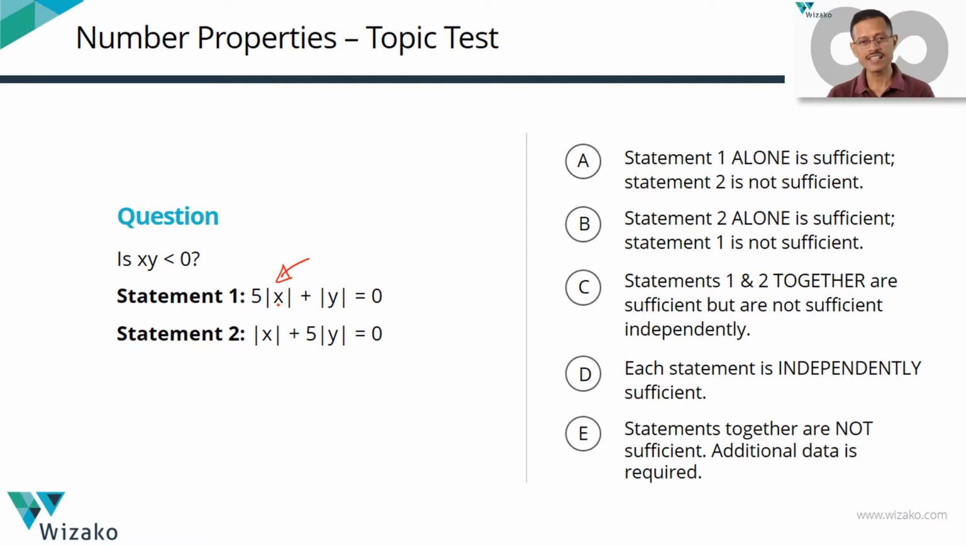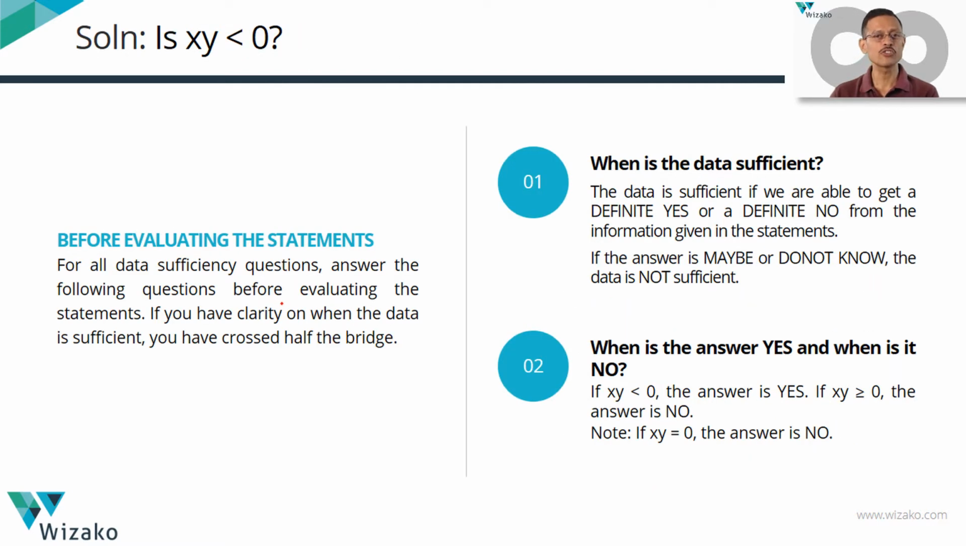As always, let's get clarity on how the answer to the question should be. For any yes/no question, for any be-verb question, as we have seen, the answer should be a definite yes or a definite no. If you're able to answer from the information in the statements that the product xy is negative, we would have answered yes. It should be a conclusive yes. Then the data is sufficient.